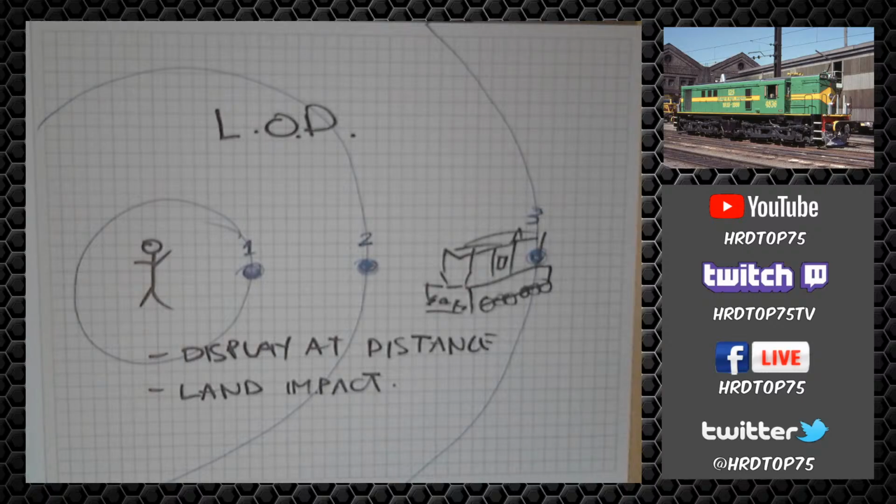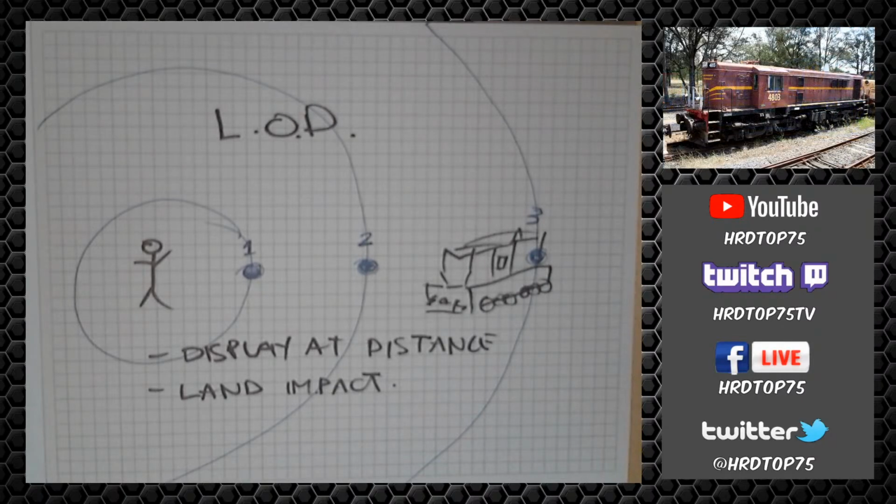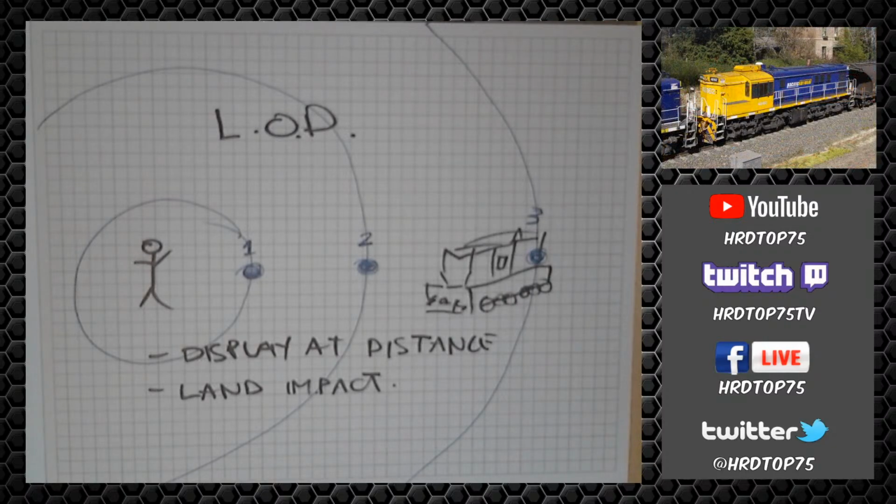I try and calculate everything so that everything lays around that 50. 50 is now our new 32. Everyone used to try and stick to 32 or 30 prims. You hear people say prims. Some people say land impact. It's the exact same thing. So, display at distance and land impact.